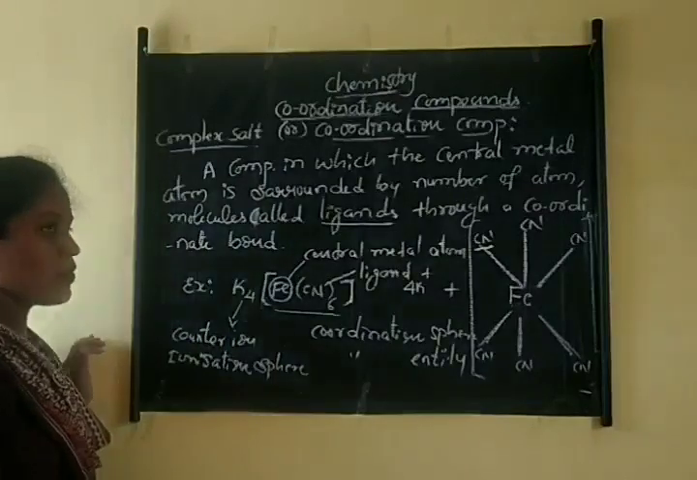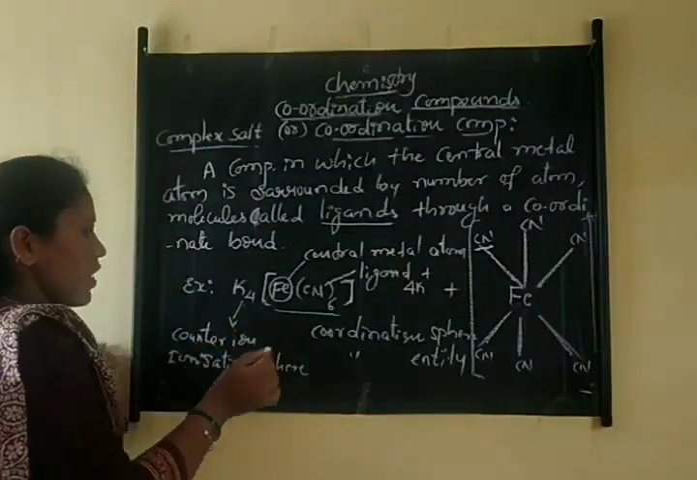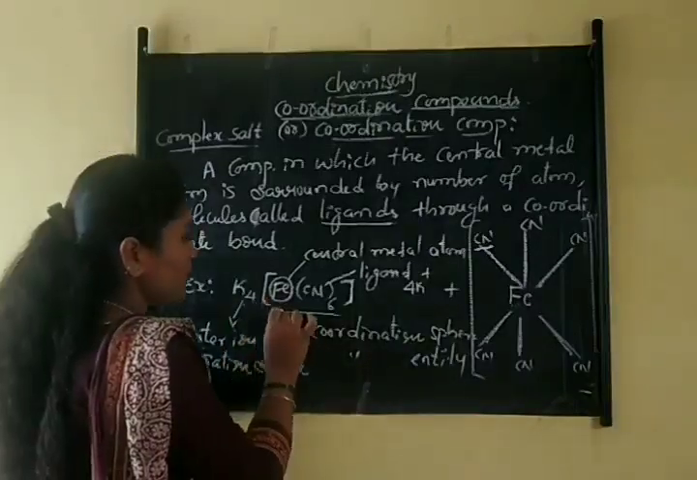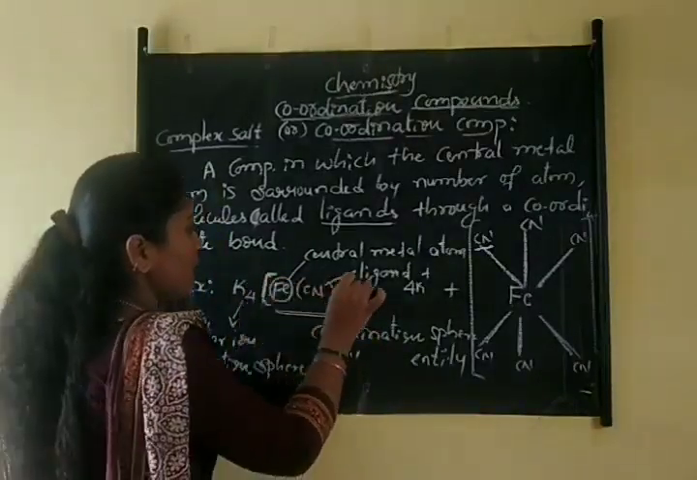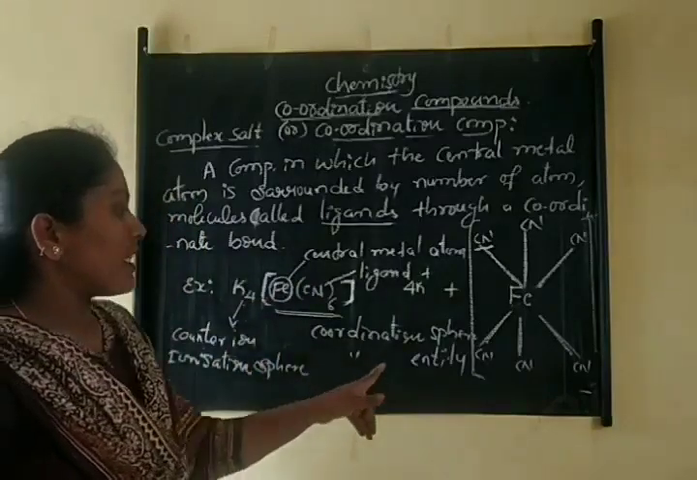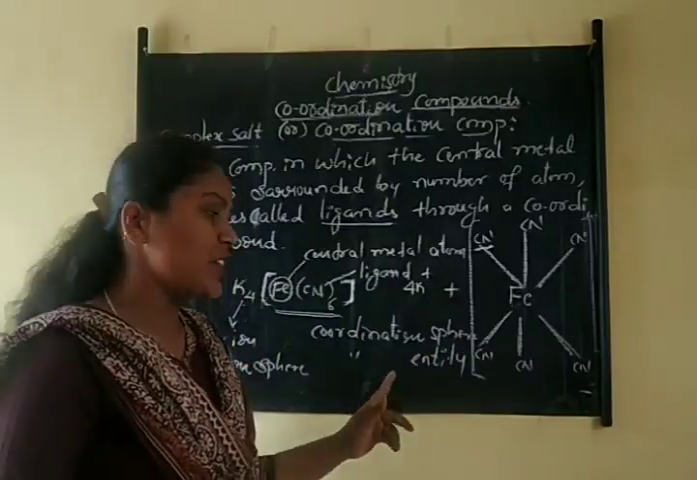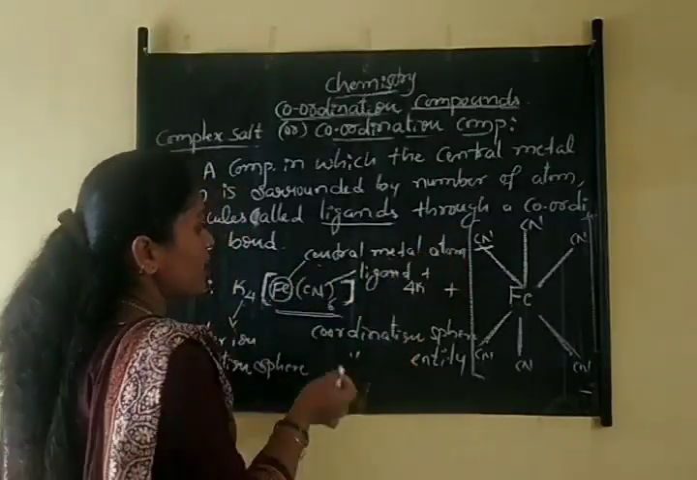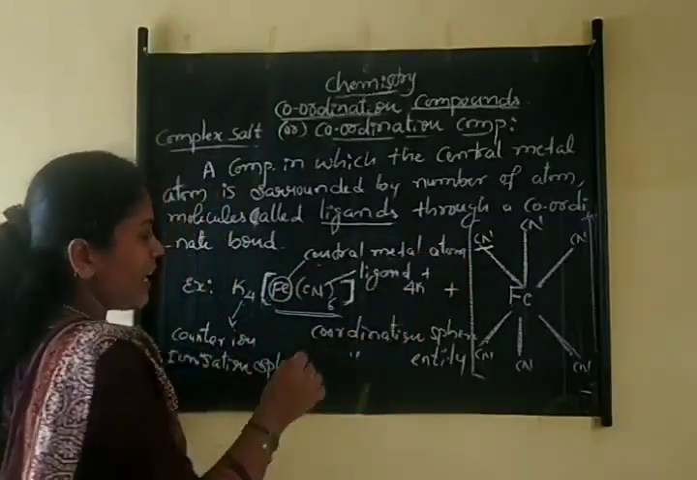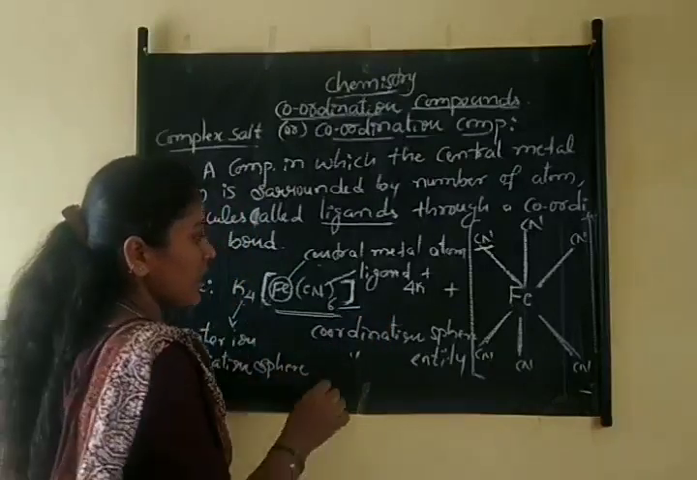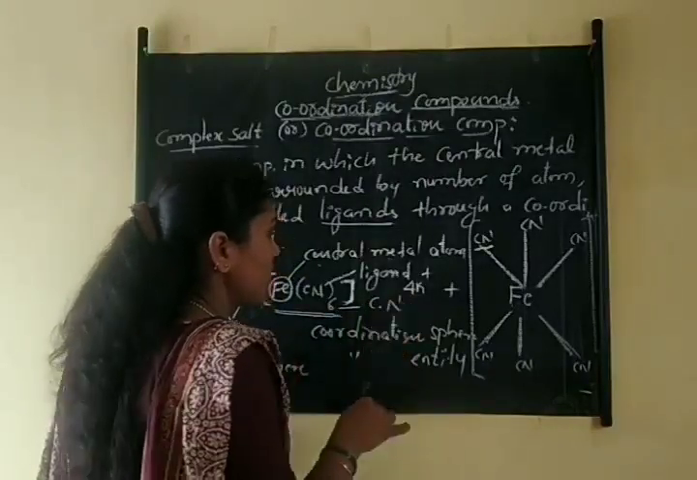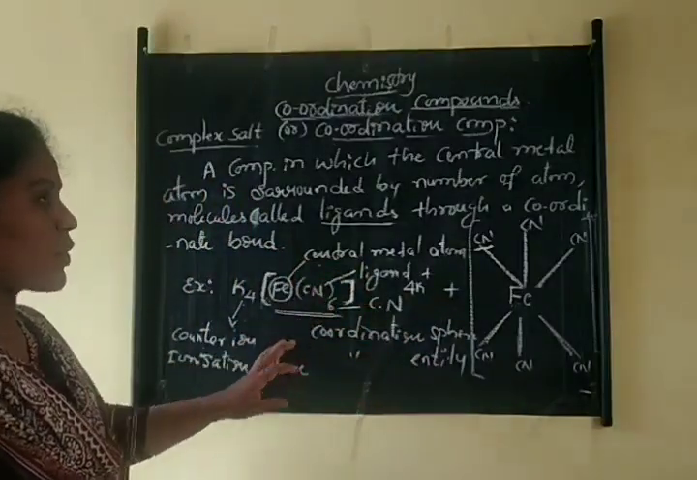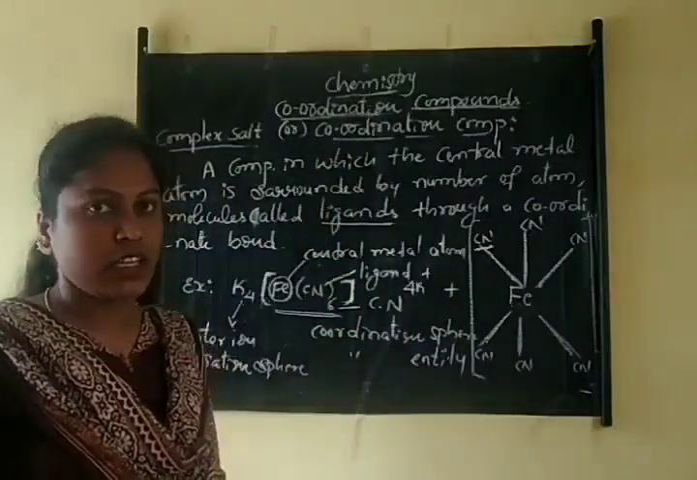Looking at our terms, this we call the counter ion or ionization sphere. What is inside the bracket, this term is the coordination sphere, also called the coordination entity, and this is the central metal atom, and these are called ligands, and the number 6 that you see is called the coordination number. These are some terms you have to know about coordination compounds.